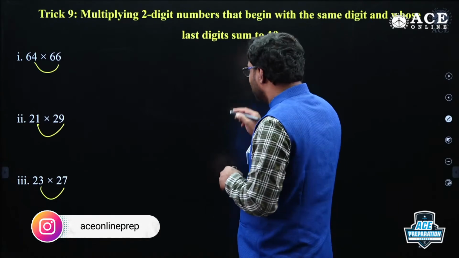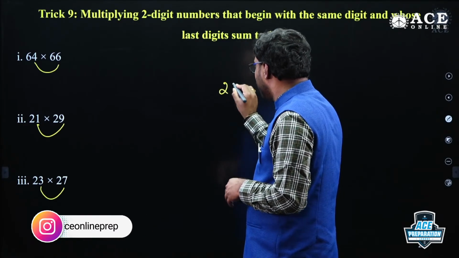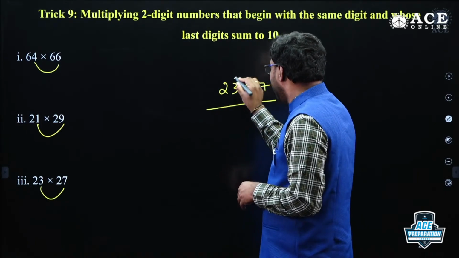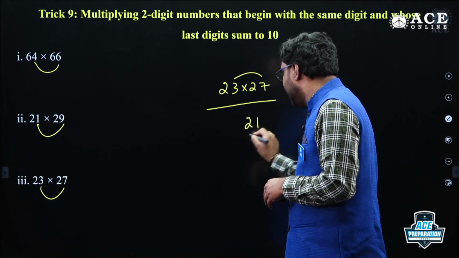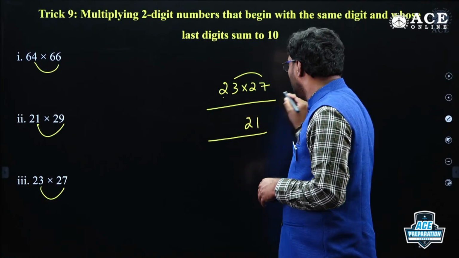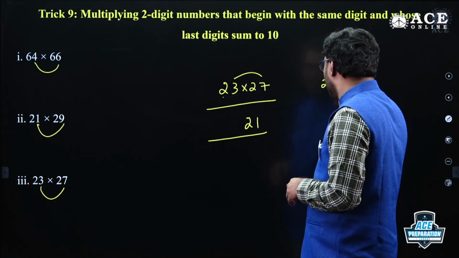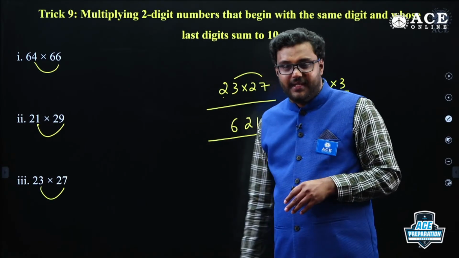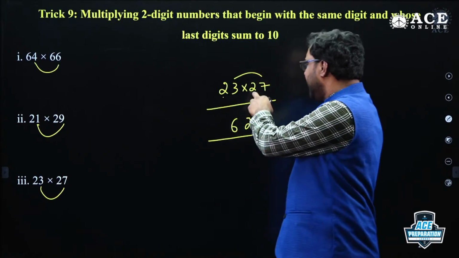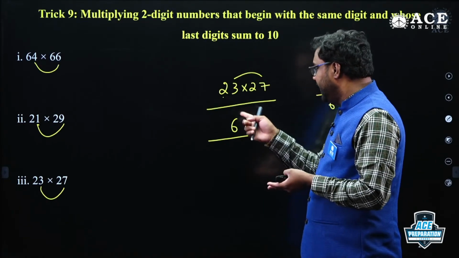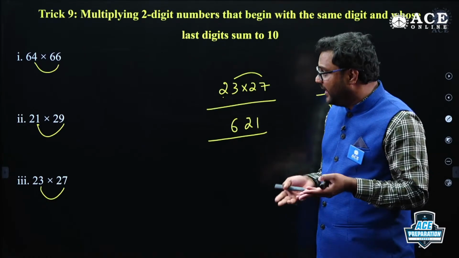Then what you have to do, suppose you pick 23 into 27. 3 into 7, directly we can write 21. Here we are left with 2. 2 next number is 3. 2 into 3 is nothing but 6. So we can write this as 621 directly. 3 into 7, 21. 2 next number is nothing but 3. 2 into 3 is 6, 621 you can write directly.